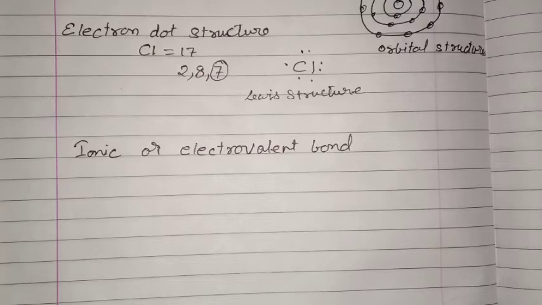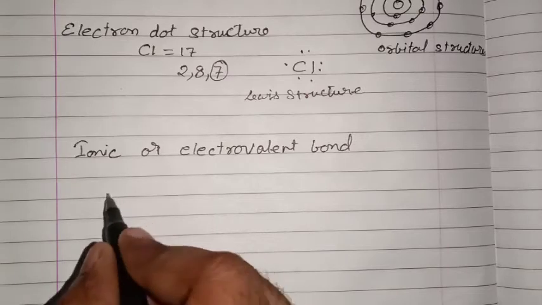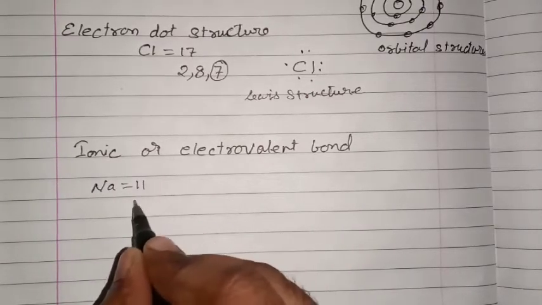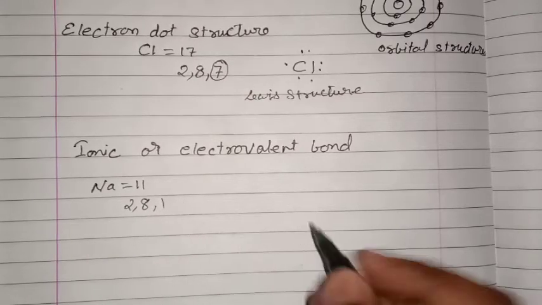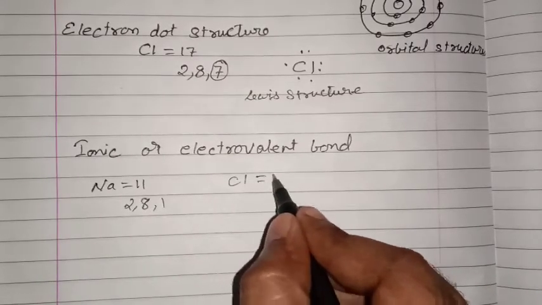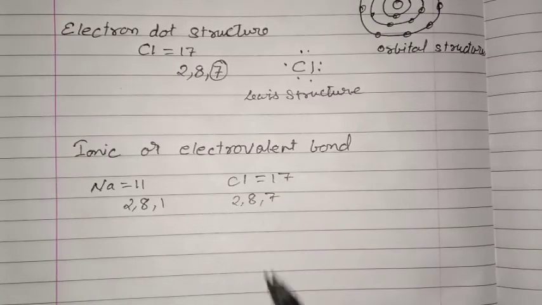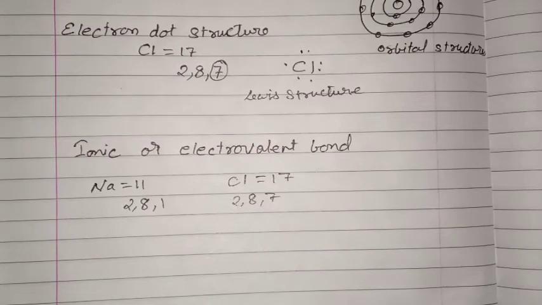See, all of you know that metals have the tendency to lose electrons and non-metals have the tendency to gain electrons. Let us take the example of sodium chloride again. Sodium has atomic number 11 and its electronic configuration is 2, 8, 1. Similarly, chlorine has 17 and its electronic configuration is 2, 8, 7. Now both of them want to become stable. In that case, one can lose an electron and another can gain an electron.